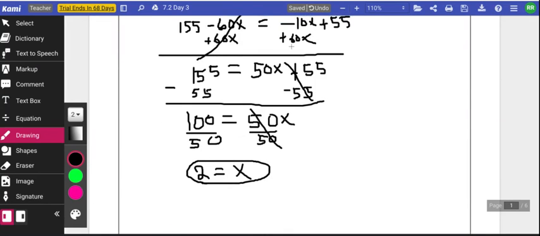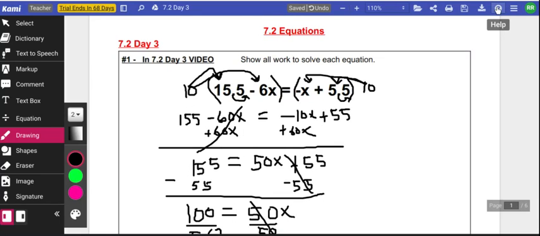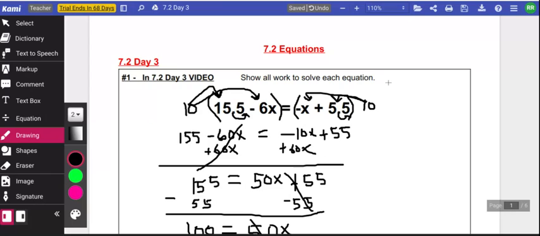When you're done, you should see a turn in button in the top right-hand corner. Click turn in, and then it will ask you again to turn it in. Click the blue turn in button. Okay.